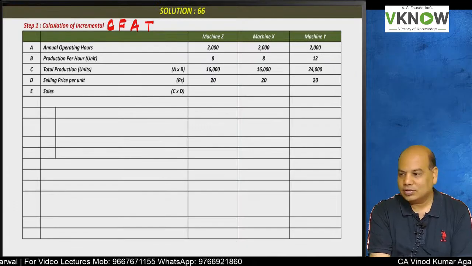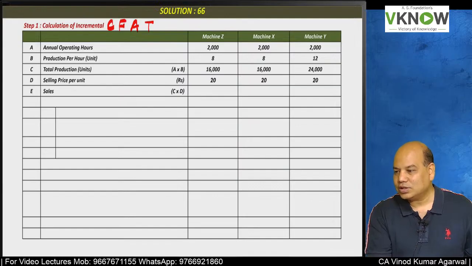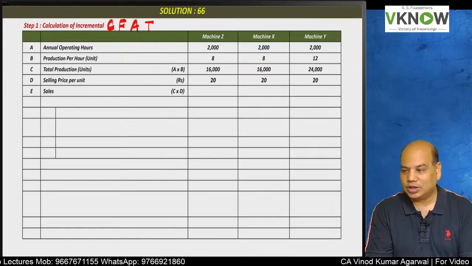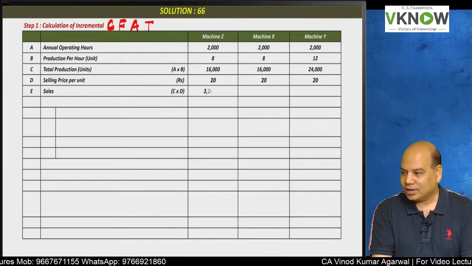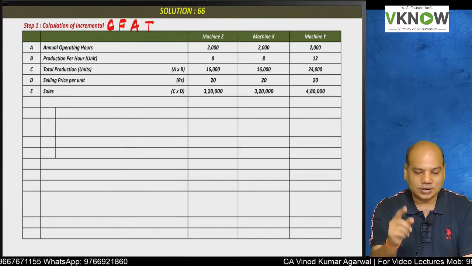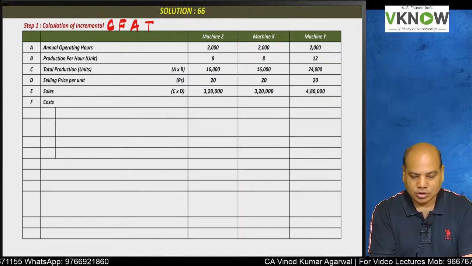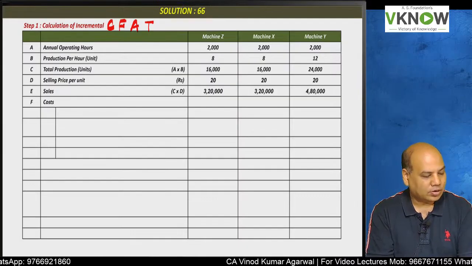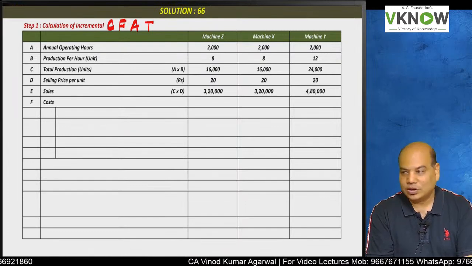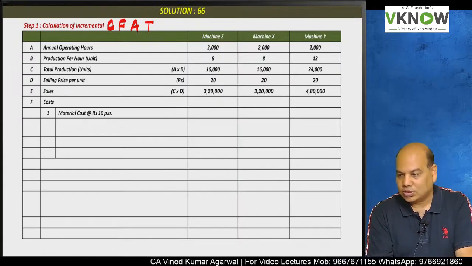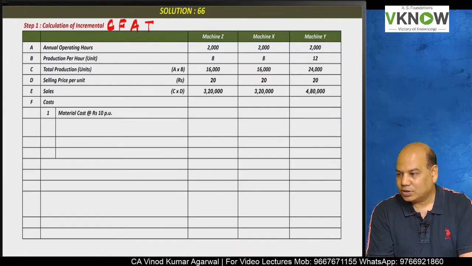Total sales, C into D. Very easy, I don't have to explain. C into D, quantity into rate: 3,20,000, 3,20,000 and 4,80,000. Point number F, cost. There are four costs in this question: variable cost, material cost, fixed cost and special advertisement cost for machine Y. So first you write down material cost at the rate of rupees 10 per unit.